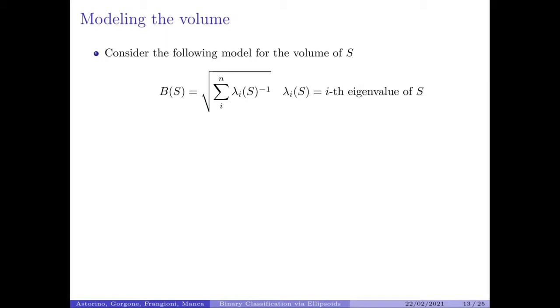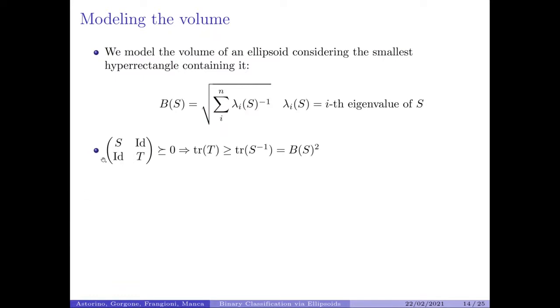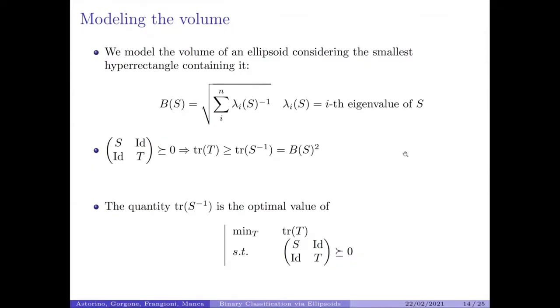Then the second thing we did was to model the volume of the ellipsoid S in a different way. In order to do that, we considered this quantity B of S, the box size of the ellipsoid S, which is represented by the picture, and which can be used as a measure of the volume of the ellipsoid, as you can see from the picture. It is possible to represent this quantity using this SDP constraint, which implies that the trace of the auxiliary variable t is greater or equal than the box size of the ellipsoid S squared. And since the inverse of S is a feasible solution of this constraint, and it is the optimal value of this small program, we can model the volume of the ellipsoid by adding in the objective function the trace of the variable t and adding the SDP constraint shown in the slide.